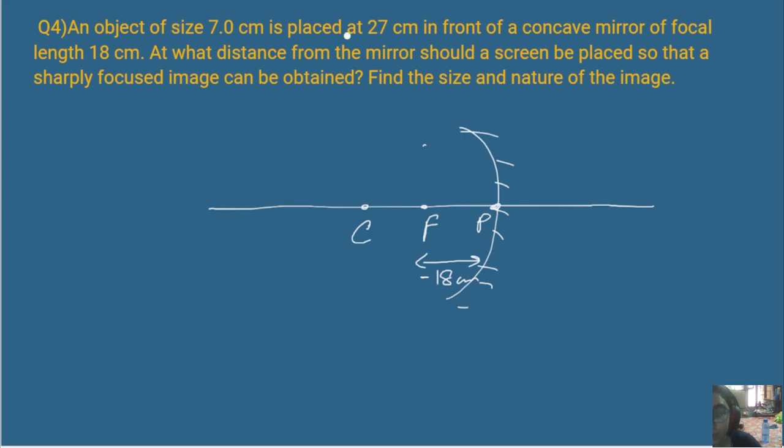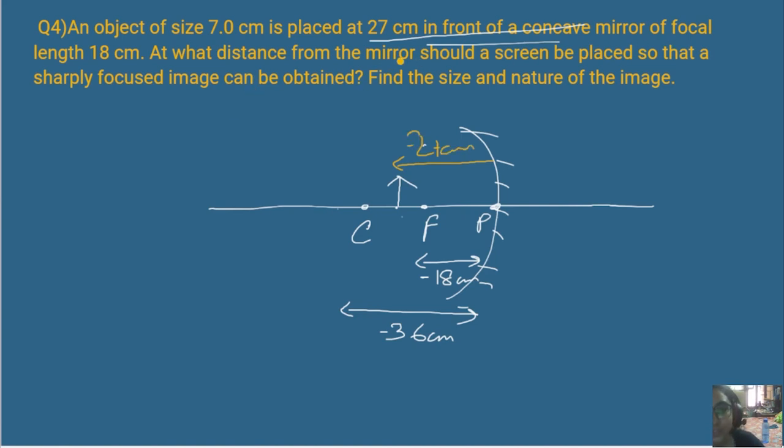The object is placed 27 centimeter in front of the concave mirror, so we can somewhere just put it here, right? Because 18 plus 18 would have been 36 centimeter, we know, because radius of curvature is twice that of focal length. So anyway, here is somewhere we can again denote it. 27 centimeter. This will also be negative.